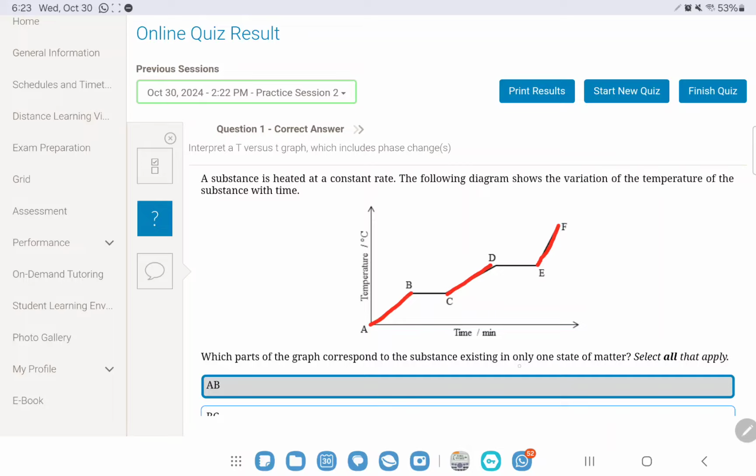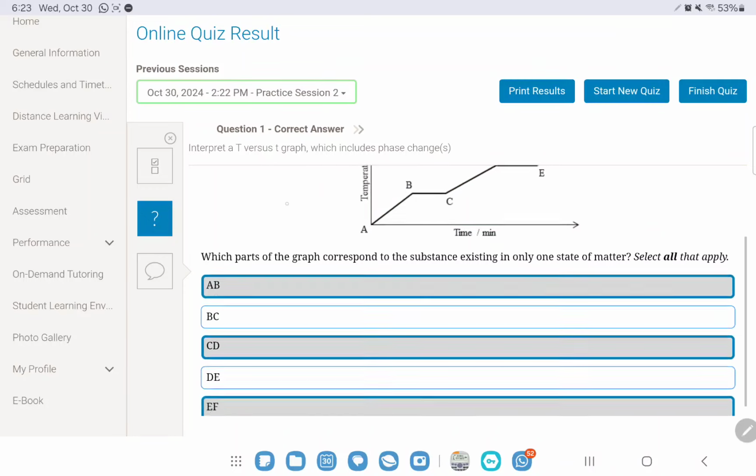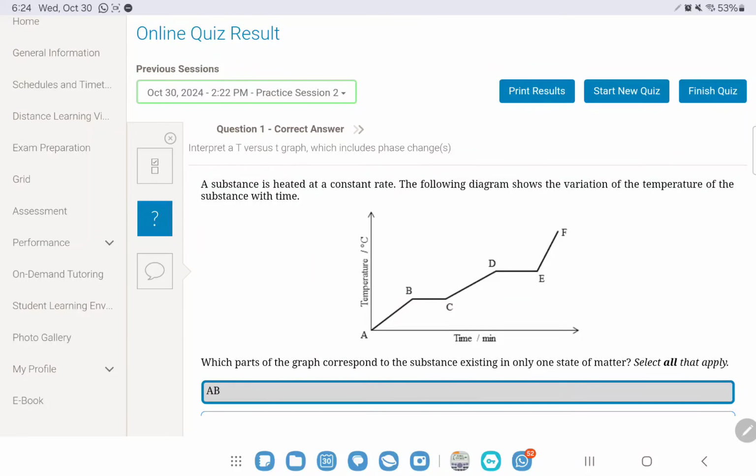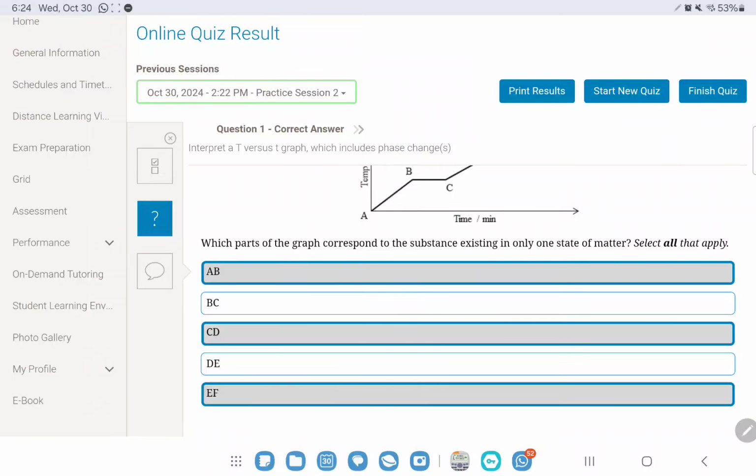So when they ask you for only one state of matter, you take any slopes. So A, B, D, C, E, F. These are your answers. Let's see. A, B, C, D, E, F. That's it. Any lines you see that are like BC or DE, those are not one state of matter, they're two.